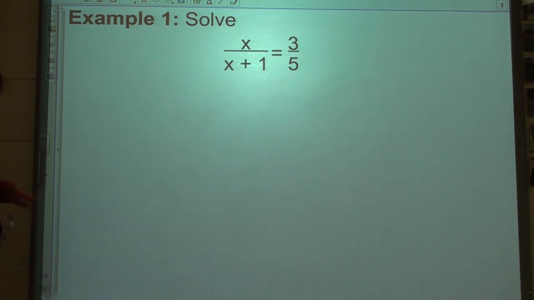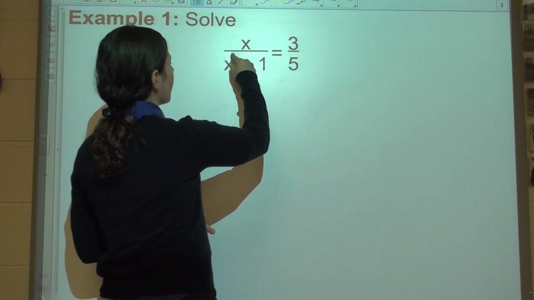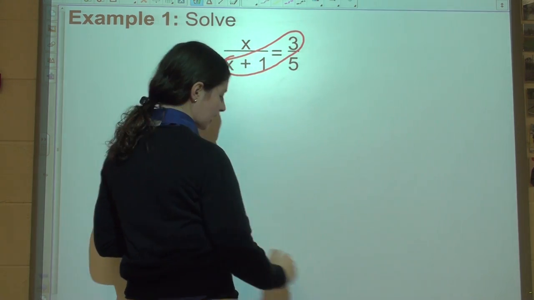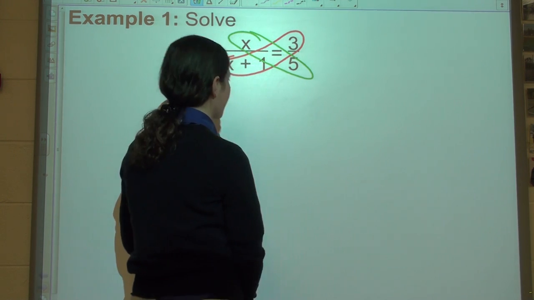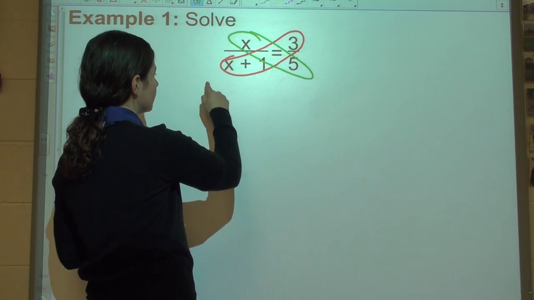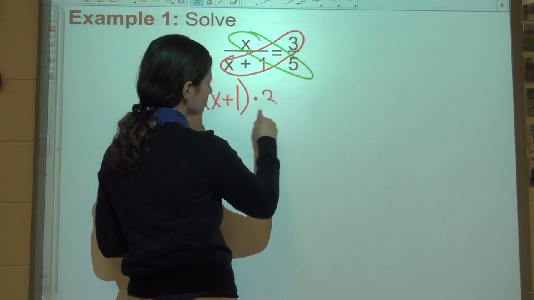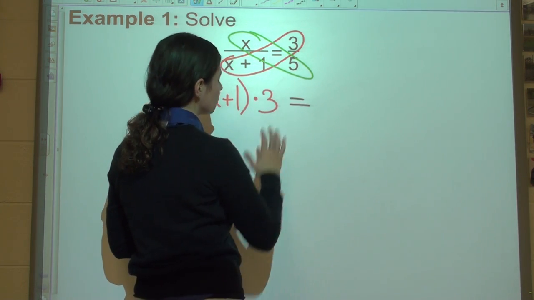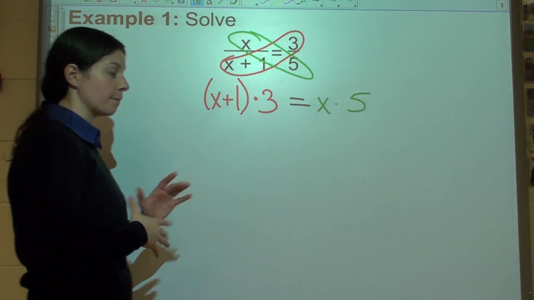So for my first one, we're going to start off nice and easy. Again, we're going to multiply the bottom of the first times the top of the second, and the top of the first times the bottom of the second. I'm just going to write this out. So I've got (x + 1) times 3, and that's going to be equal to x times 5. Again, we're just multiplying them.